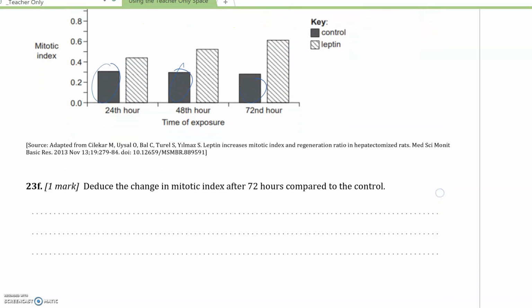So 23F says, deduce the change in mitotic index after 72 hours compared to the control. Okay, so to do this, you're going to need to establish what this level is. This level is about 0.6. What is this level? This level is about 0.3. Okay, so there are a number of different ways you could say this. You could say that it's a difference of 0.3. You could say it's a 100% increase, or you could say that it has doubled.